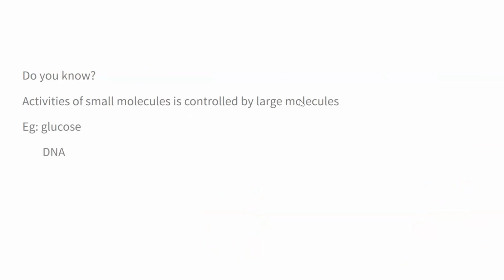Okay. Do you know the activities of small molecules are controlled by large molecules? You know that, because glucose is made up of what? Glucose is made up of carbon, hydrogen, and oxygen. And the glucose molecule is formed by the interaction between them, similar to DNA.